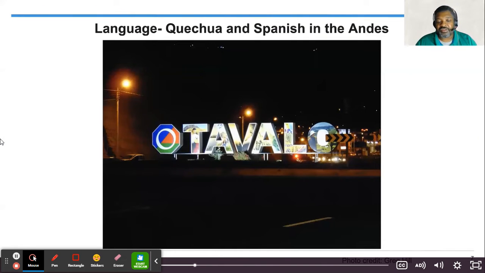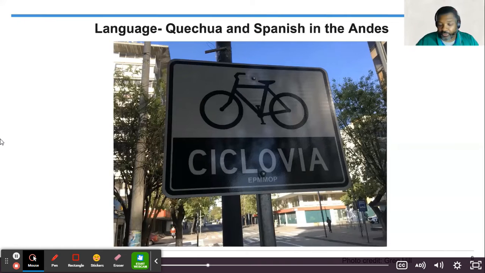Here with the name of the city of Otavalo in Ecuador, this is a historic name of a local indigenous group. All throughout the city, you see evidence of their cultural traits on the cultural landscape, which Ms. Patel taught in topic 3.2. This is a sign of a bike path, or a ciclovia in Spanish. In many parts of the Andes, there's a mixture of indigenous, Afro-Andino, and Spanish influences on the cultural landscape.